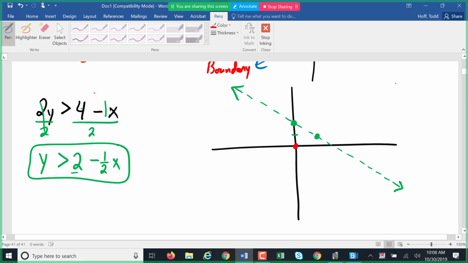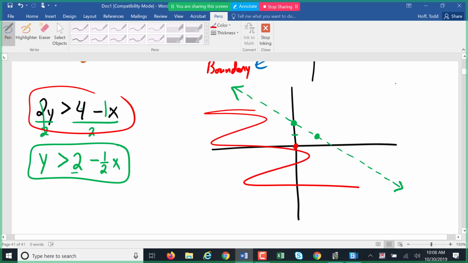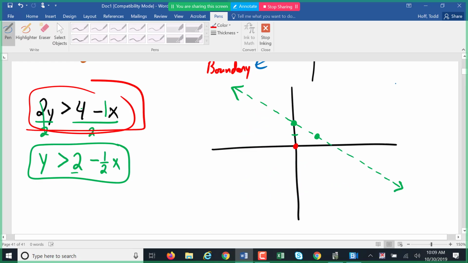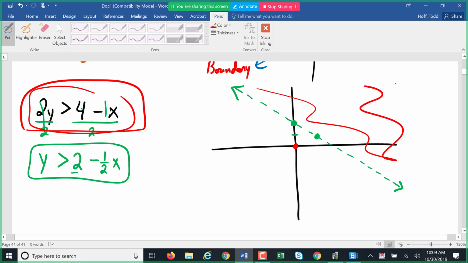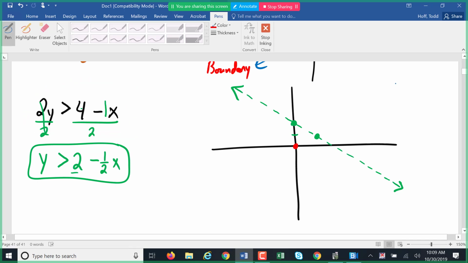If that makes this inequality true, I will shade this side of the line. If the origin 0, 0 does not make this inequality true, I will shade the other side of the line over there. So let's test that point, 0, 0. So 2y becomes 2 times 0. Is that greater than 4 minus x becomes 4 minus 0? Well, 2 times 0 is 0. 4 minus 0 is 4. 0 is not greater than 4. So 0, 0 is not a solution.